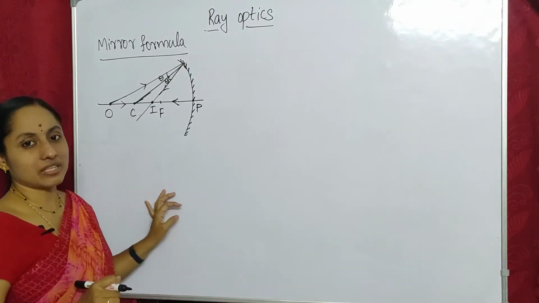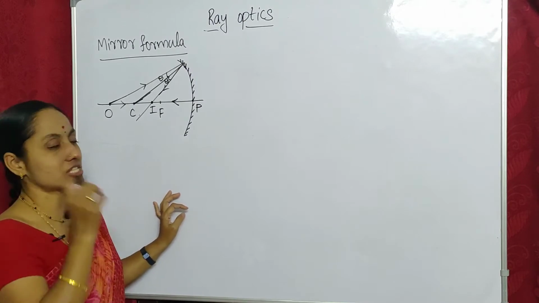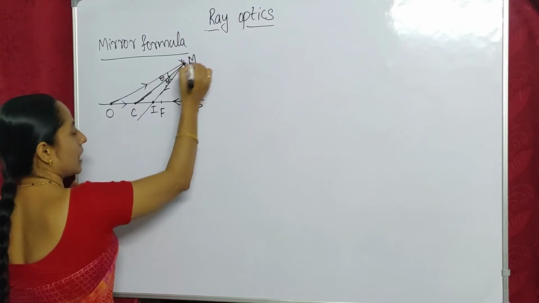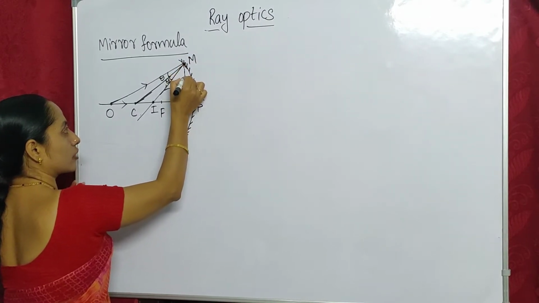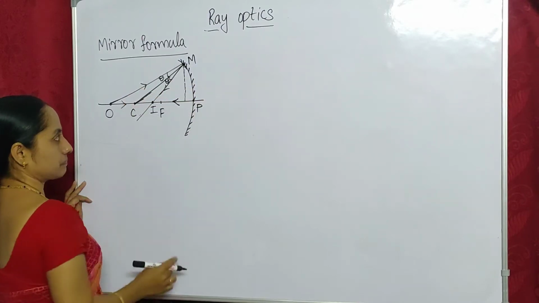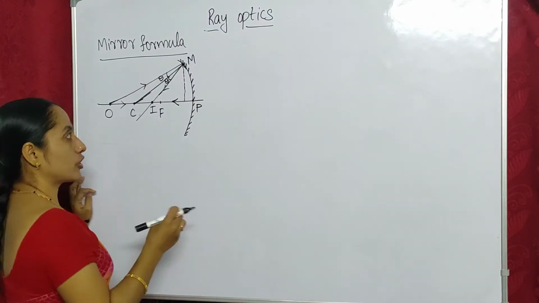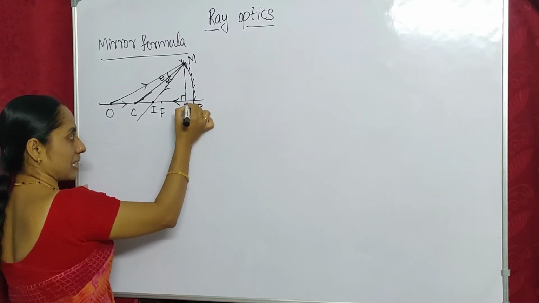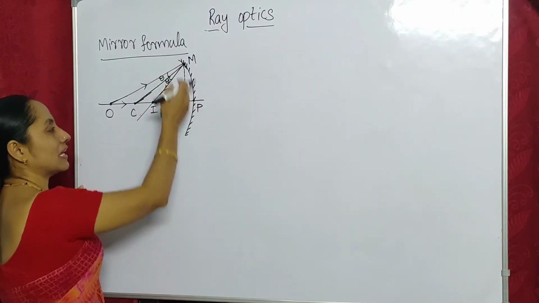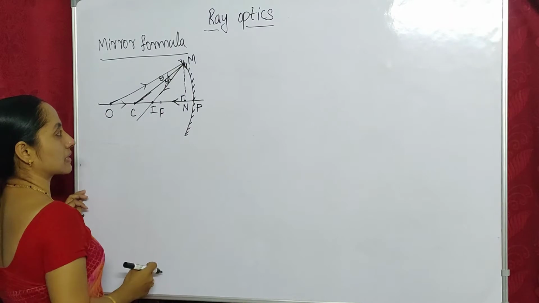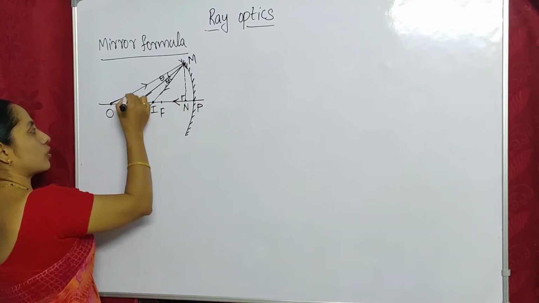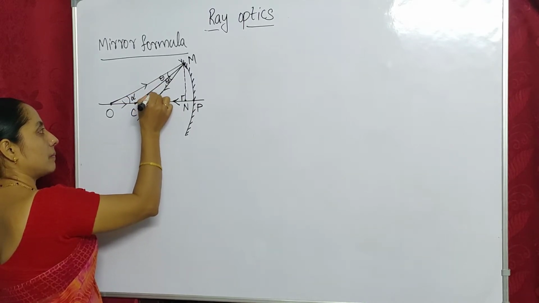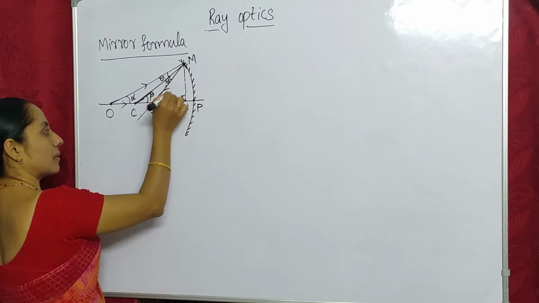Now, to derive the relation, we will make little adjustments in the diagram. I am going to name this point M, and we will draw a perpendicular onto the principal axis. From the point of incidence, draw a perpendicular line onto the principal axis, and let us name this point N. So MN is the perpendicular drawn onto the principal axis. Next, we can see many angles over here. The first incident ray makes an angle alpha, this angle beta, and let this angle be gamma.